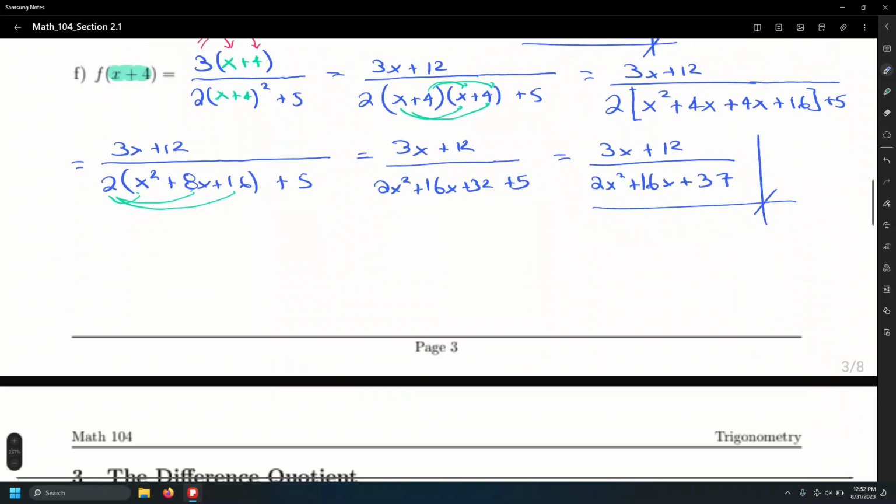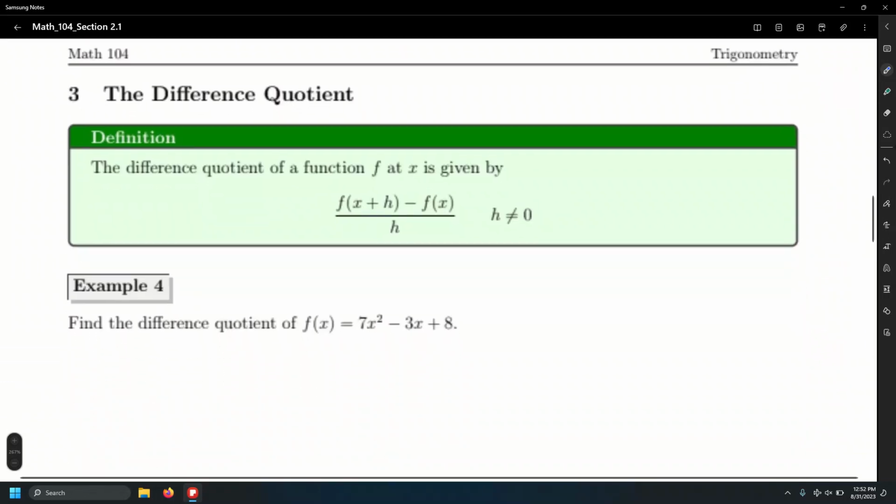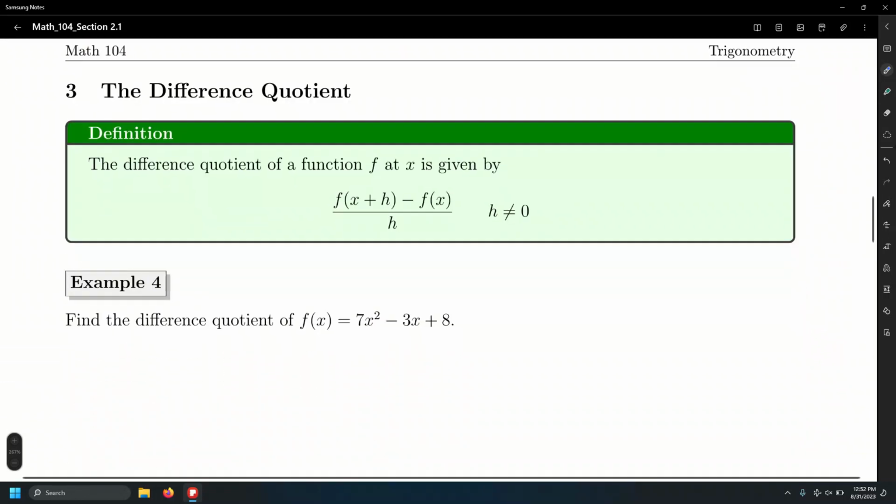All right. And what's the next topic is precisely about evaluating a function at a combination of symbols this time. So this is what we're going to call the difference quotient. Okay, the difference quotient. It's that formula f of x plus h minus f of x divided by h. Well, this formula is going to be our very, very basic foundation for calculus.